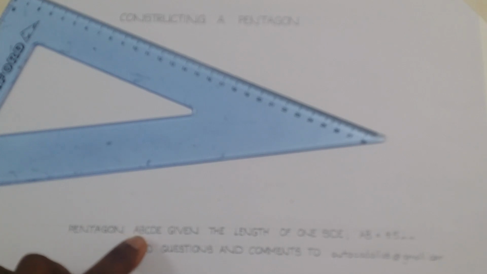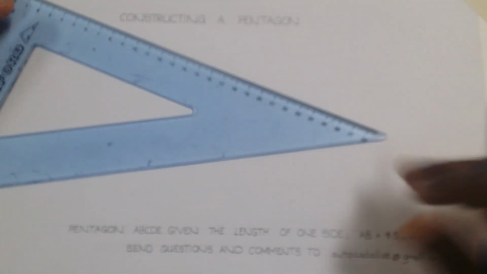Good day and welcome to our technical drawing tutorial as we focus now on the construction of a pentagon. We're going to construct a pentagon labeled A, B, C, D, and E given the length of one side. That side, AB, equal to 45 millimeters. We're going to allow this pentagon to be a regular pentagon given the information right there.